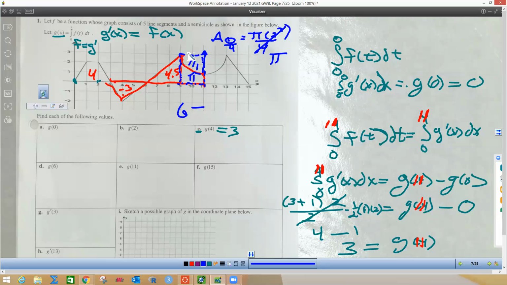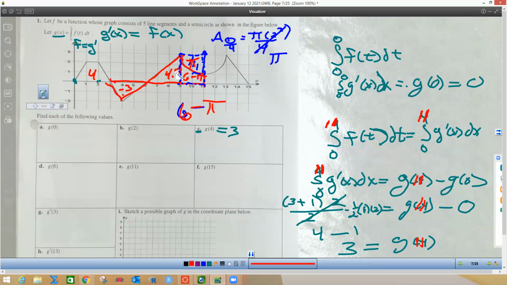So the area of just the red part, I'm sorry, I put the pi in the wrong spot. The area of this is pi up here. So the area down here of this is 6 minus pi. So that is 6 minus pi right there. So that is the area I need.